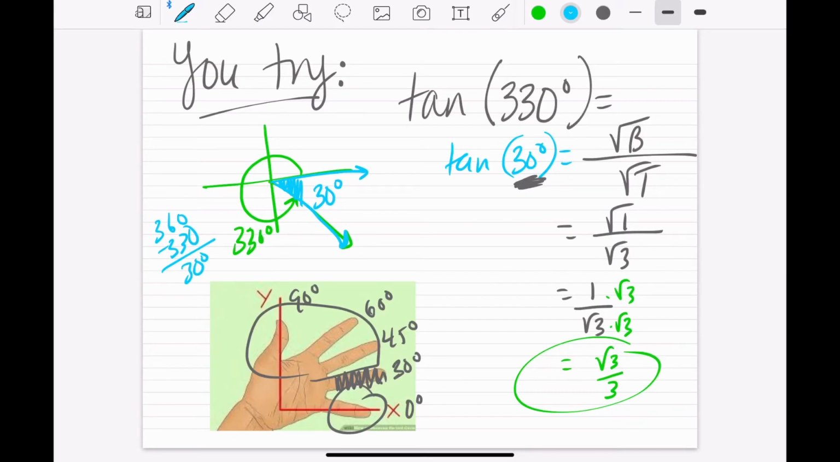So 330 degrees landed in the fourth quadrant. So all students take calculus. So only cosine and secant are positive in the fourth quadrant. Since we are doing tangent, our answer is negative. So the final answer is negative square root of 3 over 3.